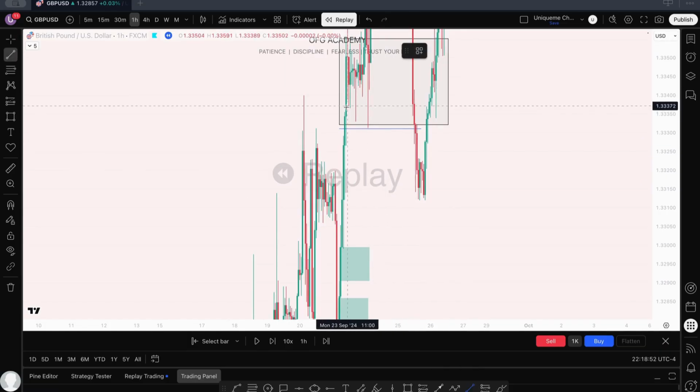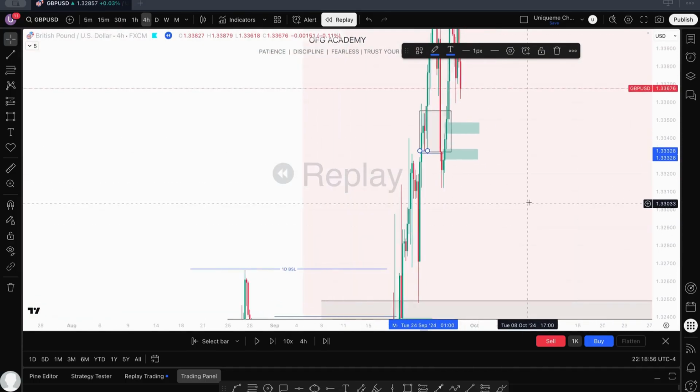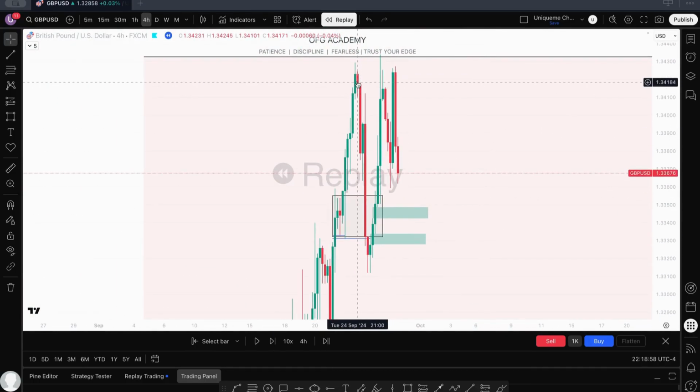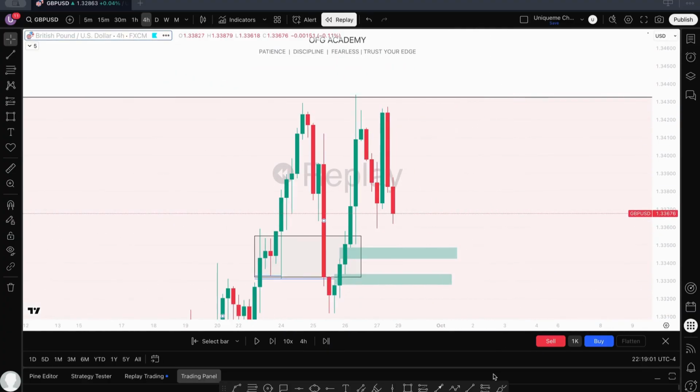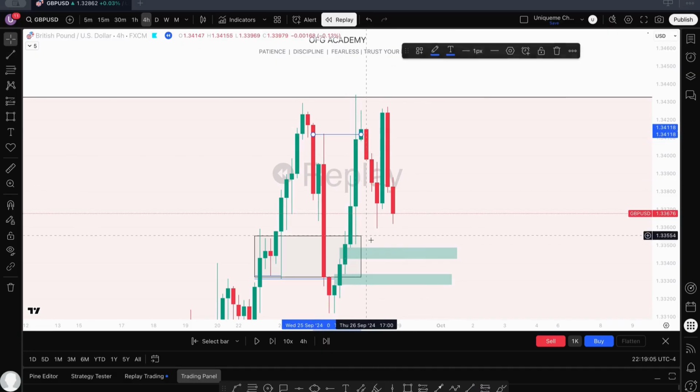And what do I see? A sweep of liquidity. So I'm not wrong in that structural zone for a change of character. But what did price do? Price violated this swing point here. Can you see it? There was a swing point violation here.